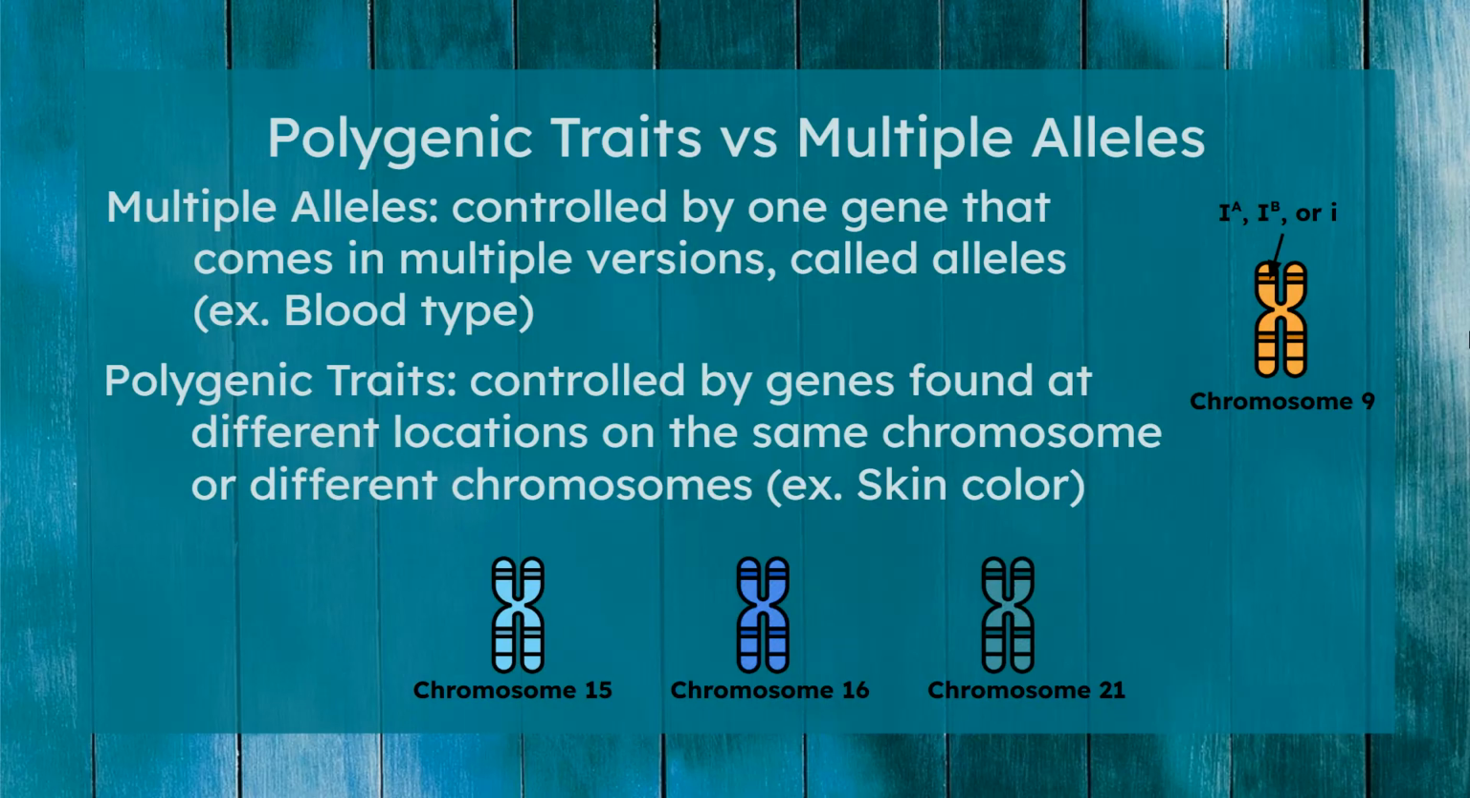Polygenic traits are found on different genes, on completely different locations, on different chromosomes. Could be the same chromosome, but usually different chromosomes. So they're complicated.